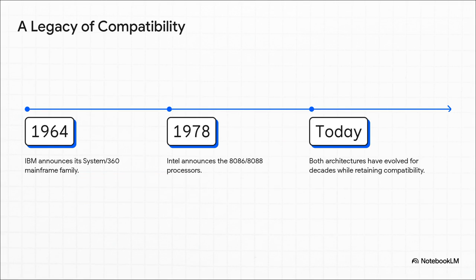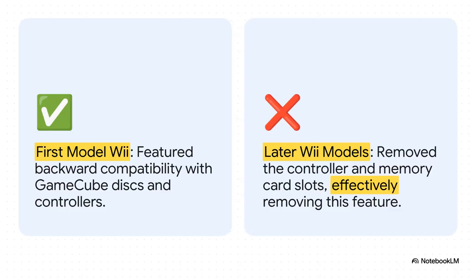Just look at this timeline for a second. The architecture inside the computer you're using right now can trace its family tree all the way back to the Intel 8086 from 1978. And IBM's mainframes? They go back even further, to 1964. This unbroken chain is a monumental feat of engineering, making sure that critical software written decades ago could, in theory, still run today. It's kind of mind-blowing. But yeah, it's not always a straight line. Sometimes compatibility is, well, it's complicated.